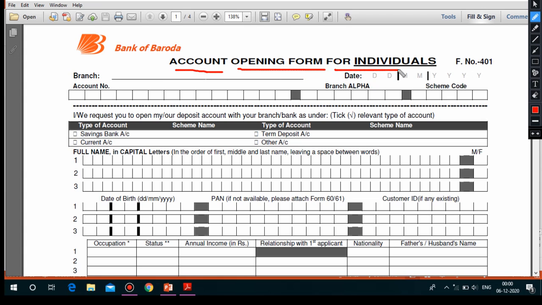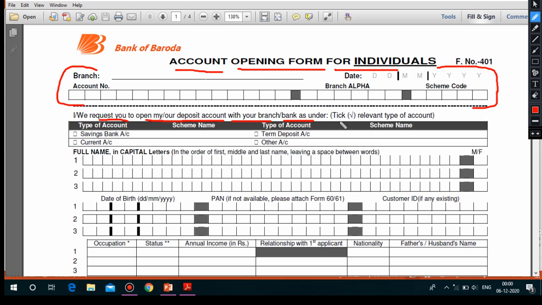If the customer wants to open a joint account, then they also have to open the account by filling in the application form. Whatever the branch and account number, this column is of office use, and the bank employees will fill it in. Then: I or we request you, meaning you are requesting the bank, to open my or our deposit account with your branch as under.